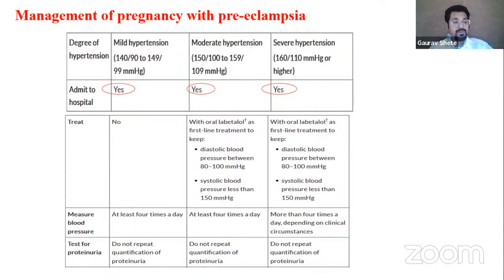We need to keep on monitoring her fetus Doppler, for fetal heart rate. We have to keep on monitoring her urine output as well as her urine protein levels. At any time these changes start taking place, patient is better managed in a hospital rather than at home. At home, patient will never come to know whether her proteinuria levels have increased, or she's having oliguria.